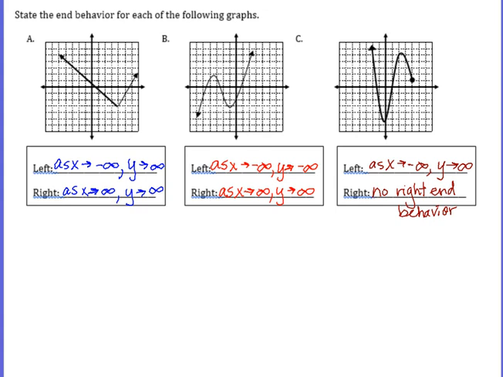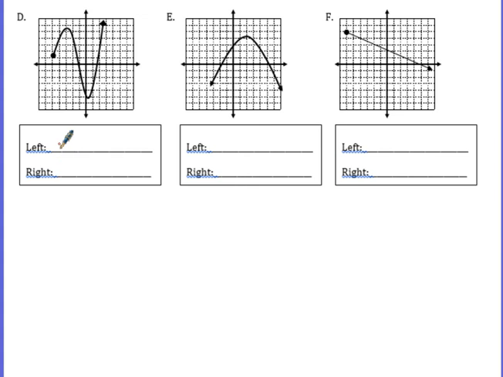Let's take a look at D. Left end, pause for a moment, take a look again, look what we've got here. We've got the mirror image of the last one. We've got something stopping here. So that means there is no left end behavior. It's not going off into the sunset. No left end behavior on the left.